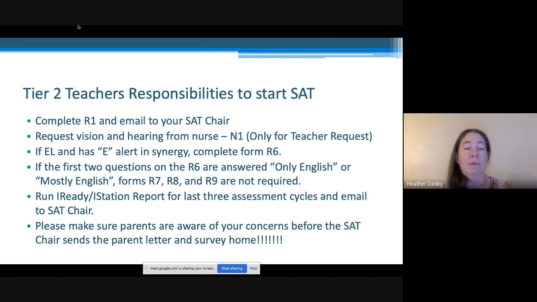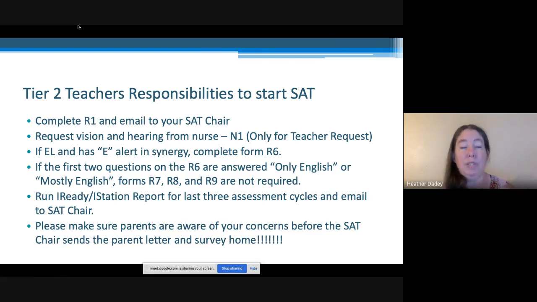You're going to run the iReady iStation report for the last 3 assessment cycles and email it to your SAT chair. This is part of that tier 2 data that the diags are asking for. Please make sure that you are aware of all your concerns before the SAT chair sends the parent letter and survey home. So what does that mean?